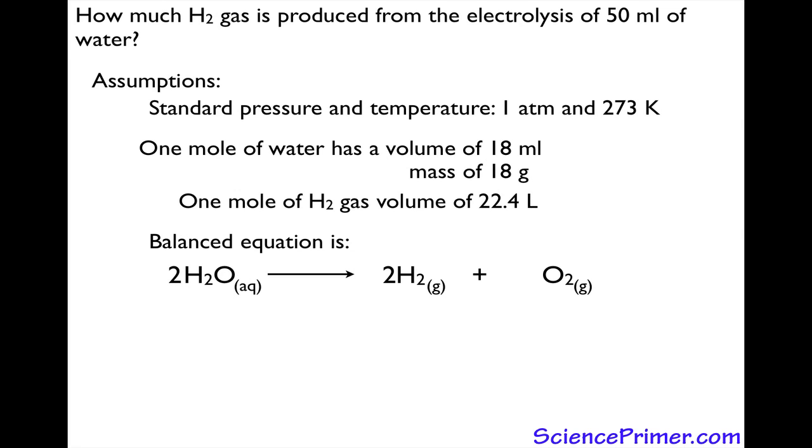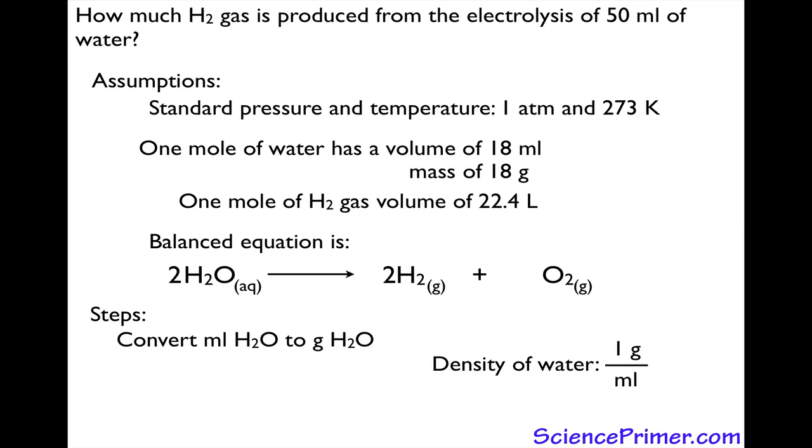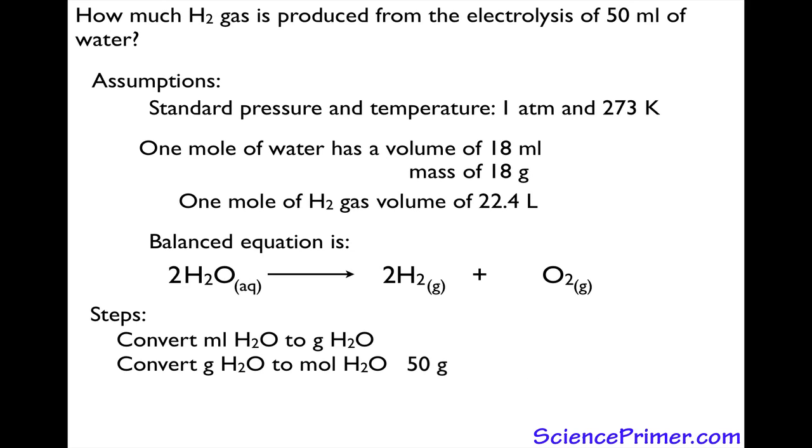We start with milliliters of water, and we want to go to grams of water to get to its formula weight. And that's just using the density of water as a conversion factor. So 50 mils of water times its density, 1 gram per milliliter. The milliliters cancel, and we end up with 50 grams of water. Now, this 50 grams of water is the formula weight of water. So we can say 1 mole of water has a mass of 18 grams.